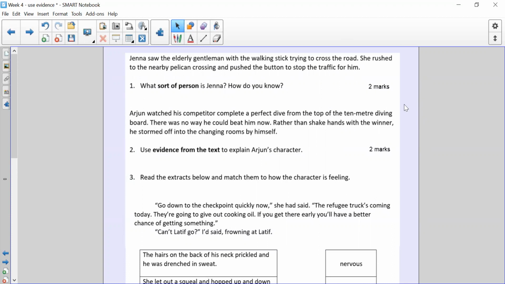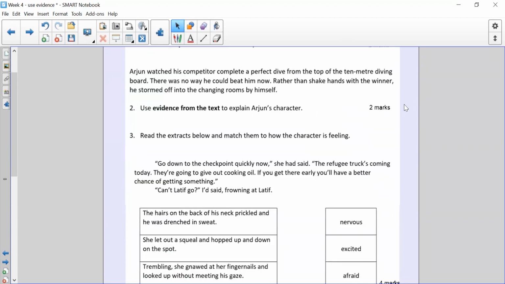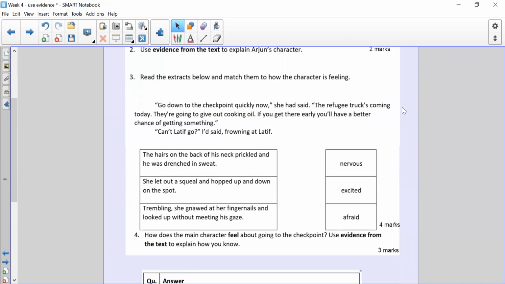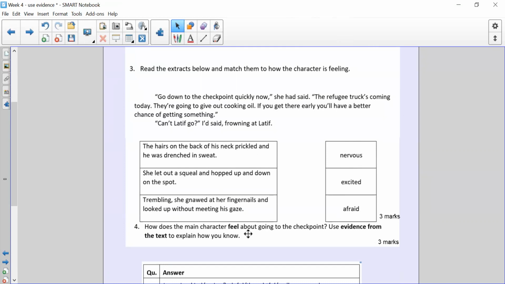So here's our questions 1, 2, and 3. Right, here are the words that you just need to match up for me. So, oh, it's not worth 4 marks, it's worth 3 marks. And then the last question, how do we know what the main character is feeling? Remember, I've highlighted these keywords for you already, so you're quite lucky. And this is for 3 marks here. So you need to explain your evidence.